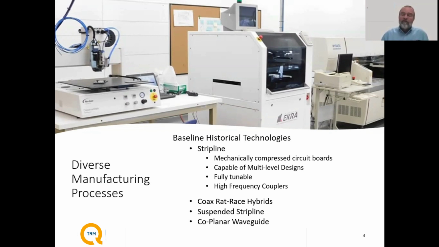You have mechanical vias running between the layers in order to be able to build a strip line type part. Strip line is also very good for building high frequency couplers, directional couplers and hybrids. It is our main technology for building those sorts of products. Other sorts of technologies that the TRM has historically built are coaxial components, most notably rat race hybrids. We've also built quite a few lower loss components in suspended strip line and coplanar waveguide for some higher frequency, lower loss types of components.